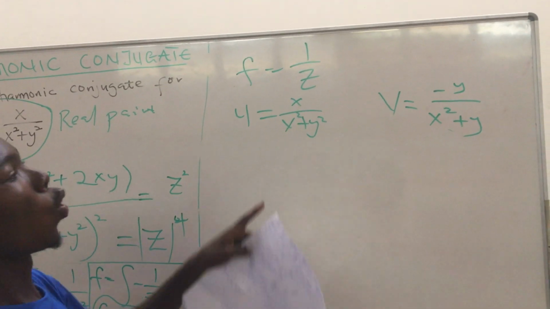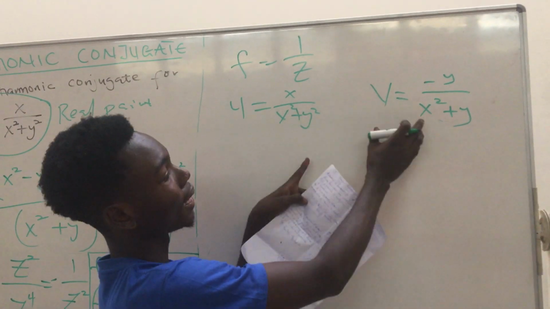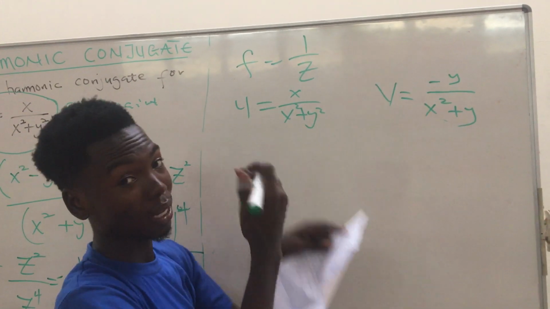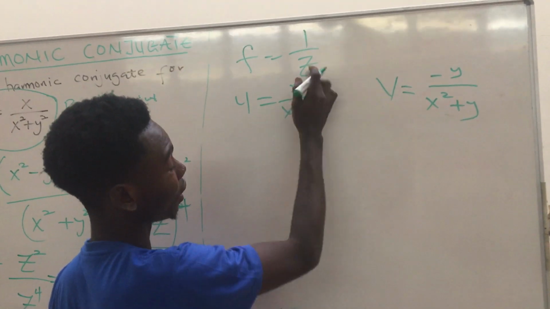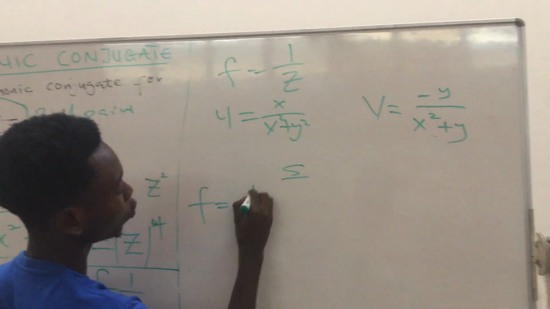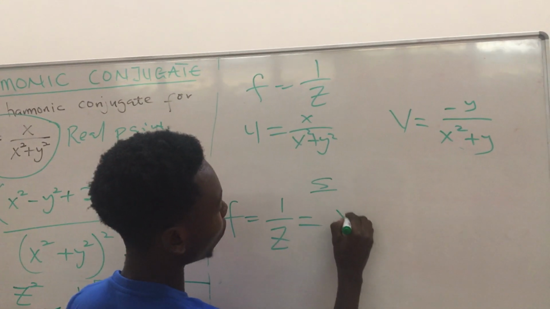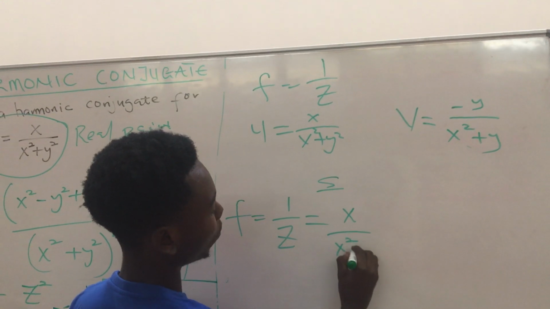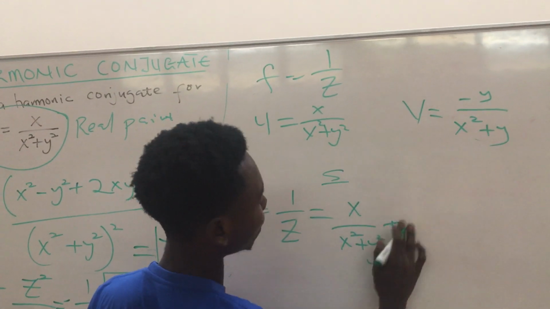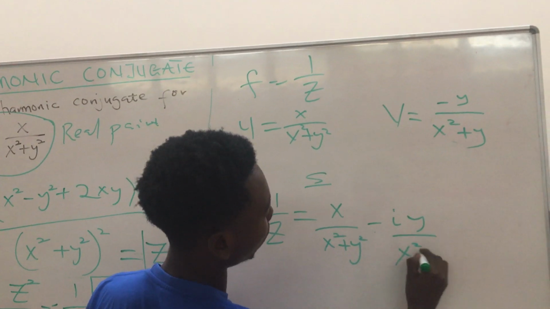What it means is that when we add these two functions, that means the real part and then the imaginary part, we might get what? This equation. So let's try and see whether we get this equation. Are you okay? Let's try and see whether we are getting it. That means our real function, which is 1 over Z, is the same as what? Our real part, which is x over x squared plus y squared, plus what? Our imaginary part, which is negative iy all over what? X squared plus what? Y squared.